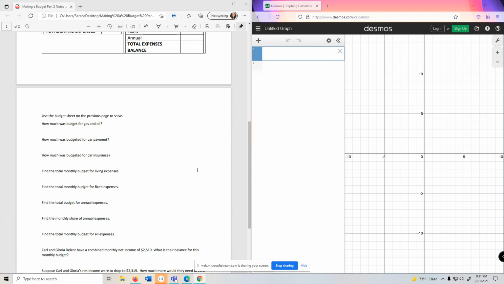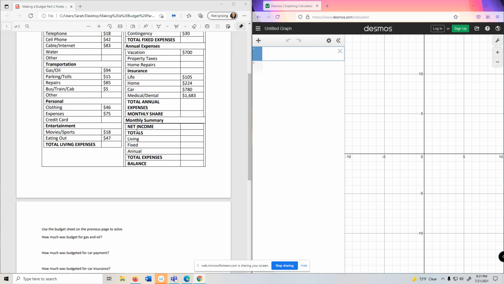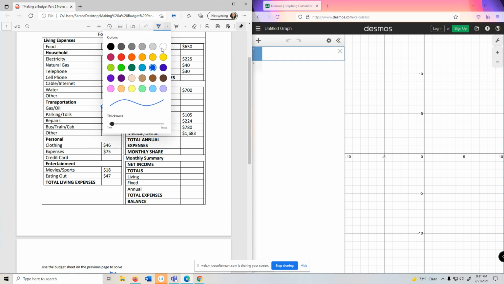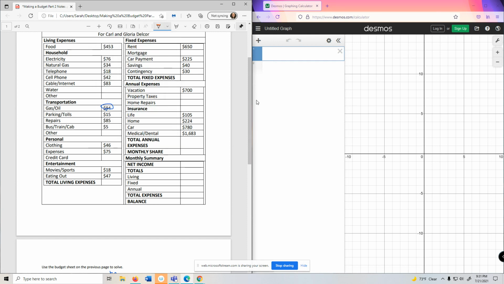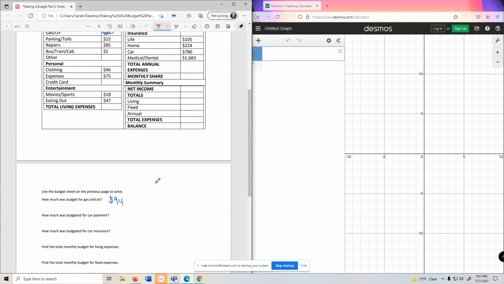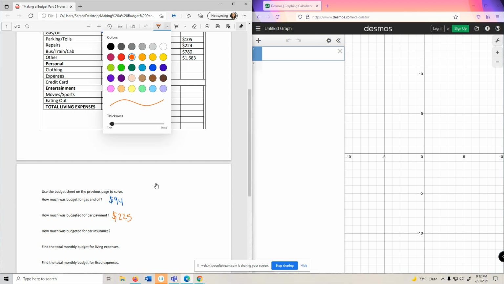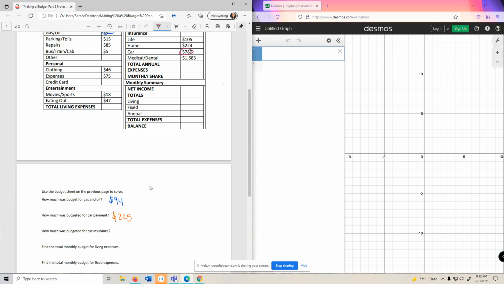Let's take a look at some example questions here. Some of these are just asking you to look at the budget sheet and find a specific amount. So this first one, how much was budgeted for gas and oil? Go back to your sheet. You're looking for gas and oil, which is right here, and that's just $94. How much was budgeted for car payment? Same idea. Looking for car payment now. That is a fixed expense. It's the same amount every month. It's right here, $225. Next up, car insurance. So we go to the insurance category and we're looking for car, which is $780.